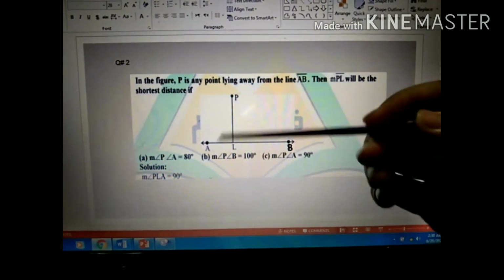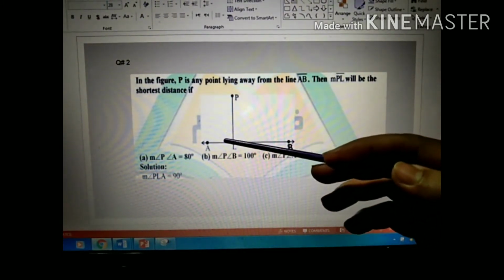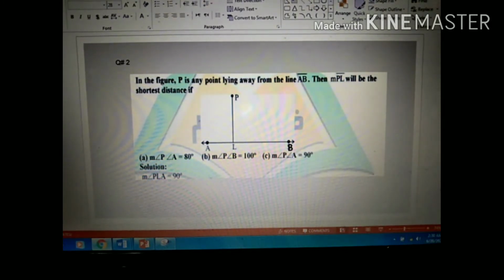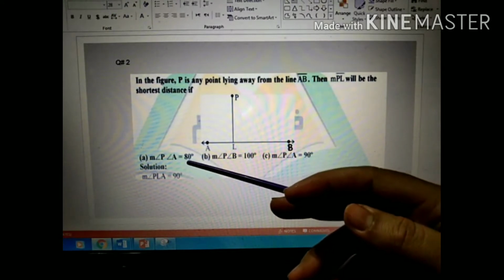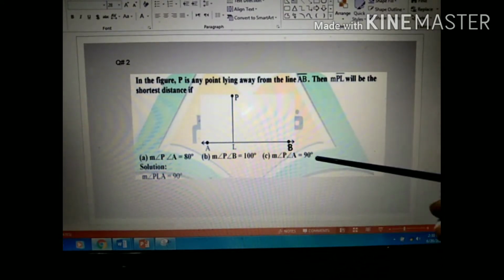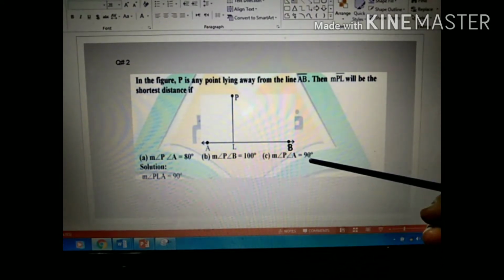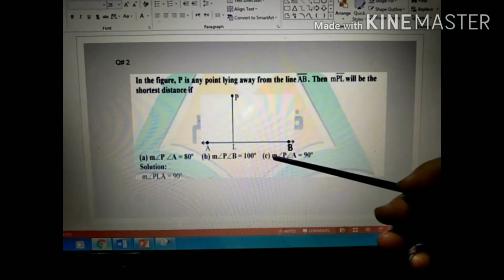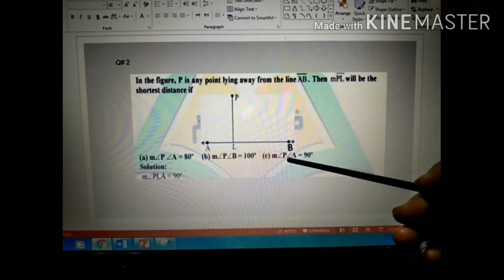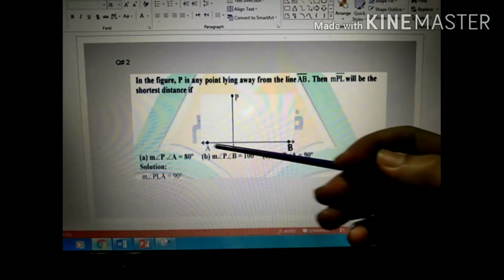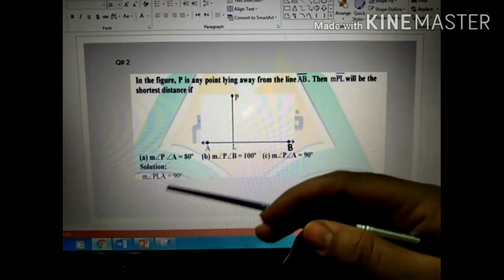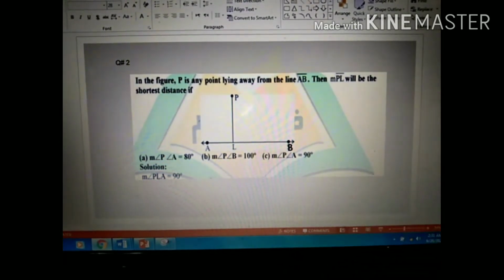We can prove that if here is the angle of 90 degree, then we can say it is the shortest distance. So not 80 degree, not 100 degree. So which is the correct option? 90 degree. If the measurement of angle PLA is 90 degree, then PL is the shortest distance.